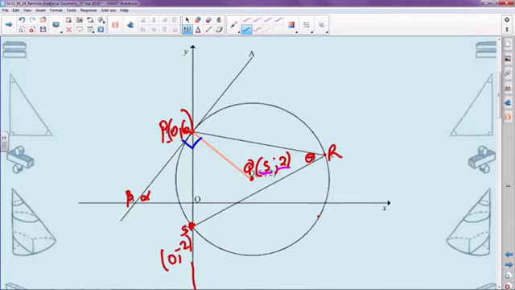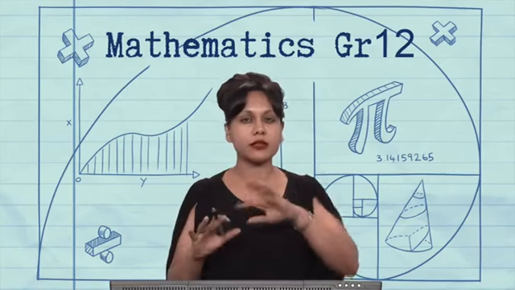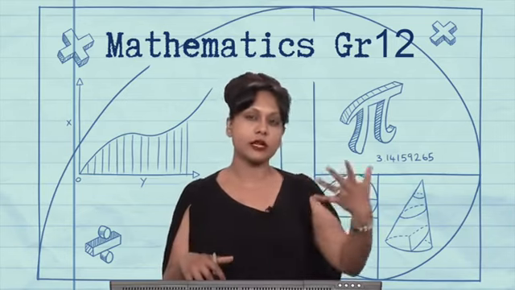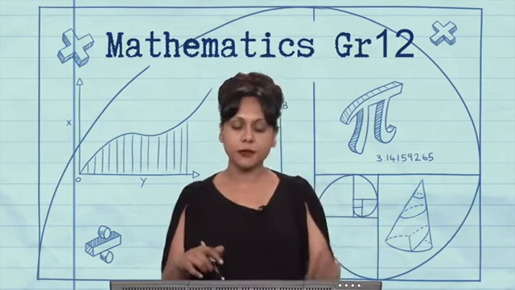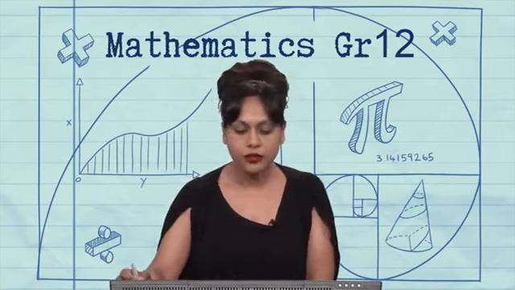Well, once we've got the gradient of PQ, then the gradient of this line AB is going to be the negative inverse. Why? Because we know that the product of the gradients of perpendicular lines is equal to minus 1. So all I need to do to work out the gradient of this line AB is work out the gradient of PQ, and then the negative inverse will give me the gradient of line APB. Okay, so let's do that quickly.